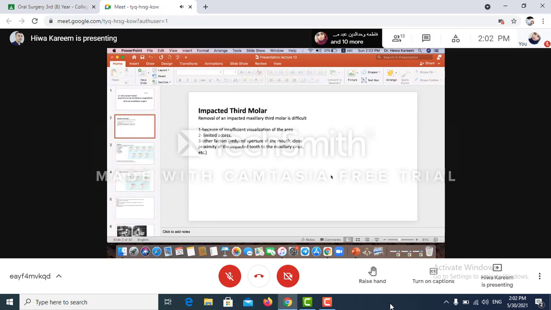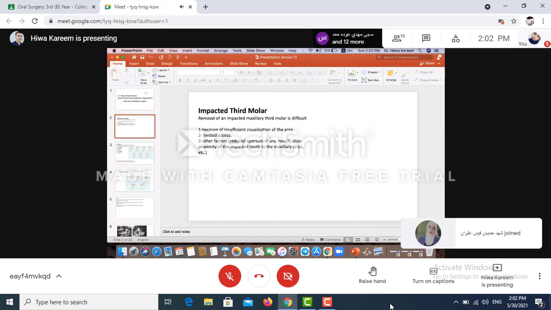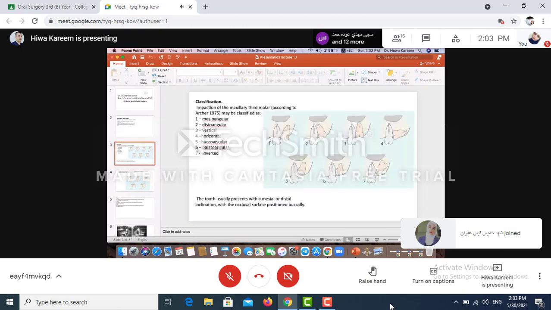Sometimes during the extraction of upper third molar, when we use strong force, the tooth goes inside the maxillary sinus, leading to complication of the maxillary sinus. In this condition, we need surgical removal of the wisdom tooth from the maxillary sinus. We have classification for maxillary sinus.